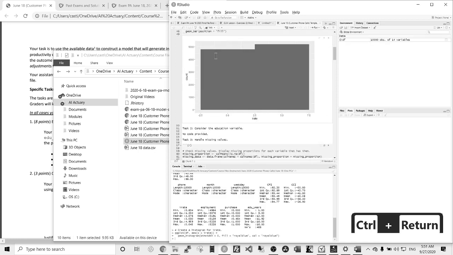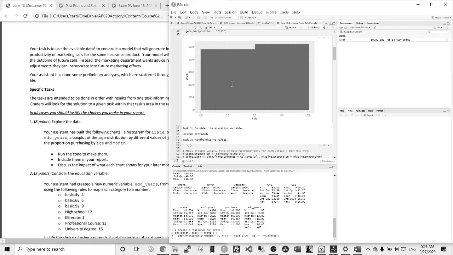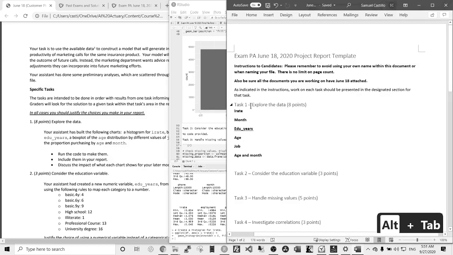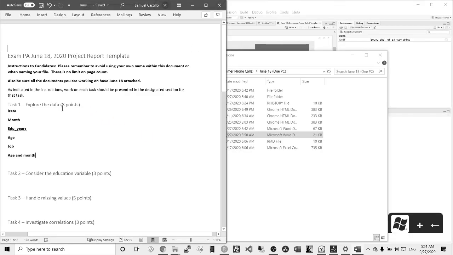Okay, so there's a histogram for I-rate, and it says your assistant has built the following charts. So I don't need to do anything to change them. I can just copy them into the document. And this chart is pretty terrible. Really, really ugly. A waste of space on the page. I didn't create it, so I'll just say that.